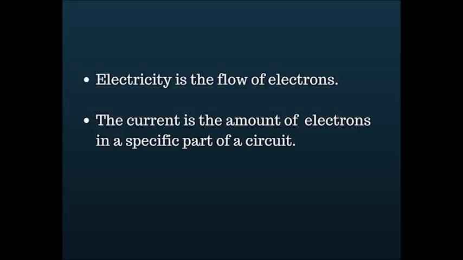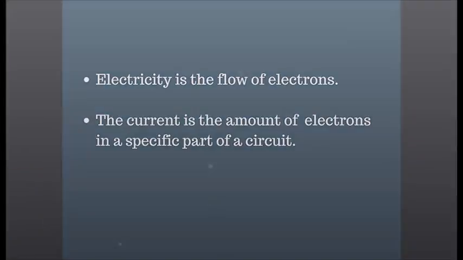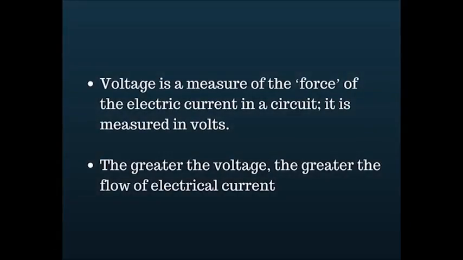Electricity is the flow of electrons, and the current is the amount of electrons passing a single point of a circuit. Making an analogy with a water hose, current can be compared with the quantity of water and voltage with the force or pressure that is necessary to move water. Just like in a water hose, if we increase the voltage or the pressure, then the current or the water flow will increase.